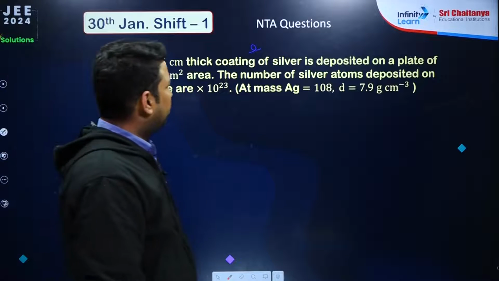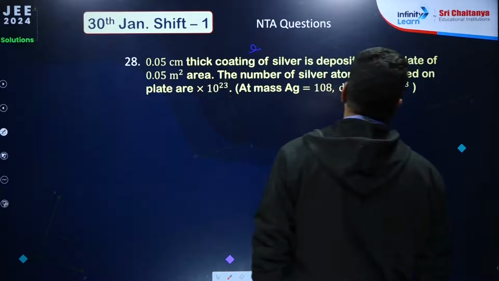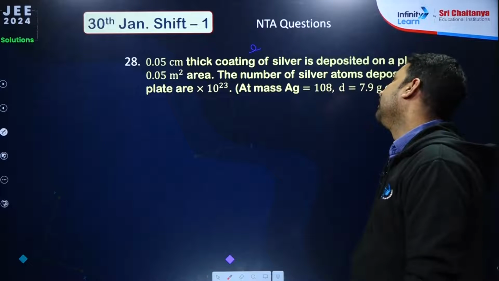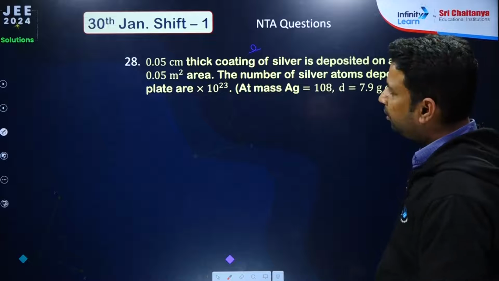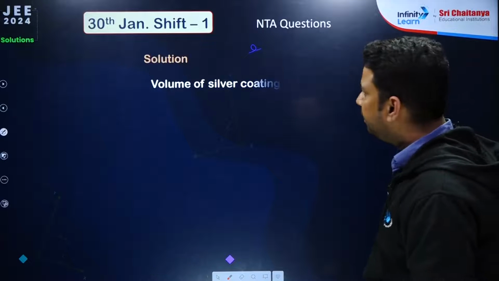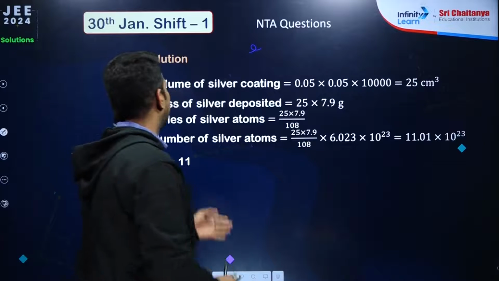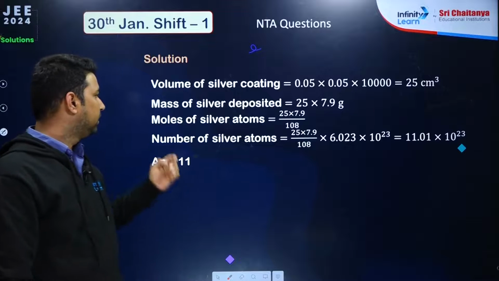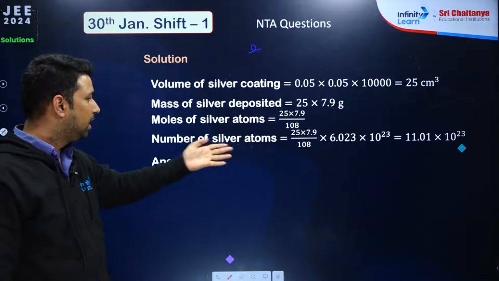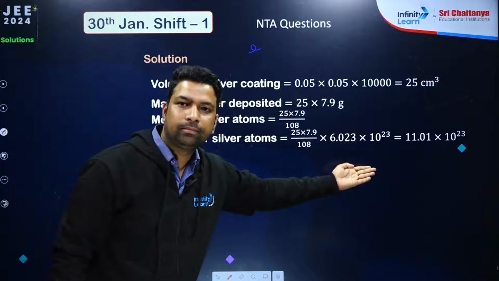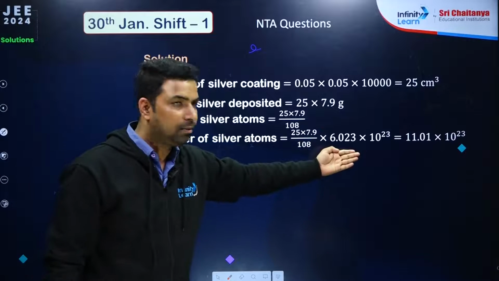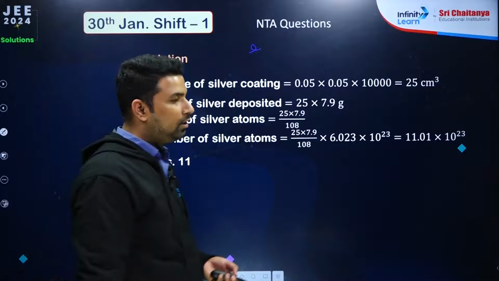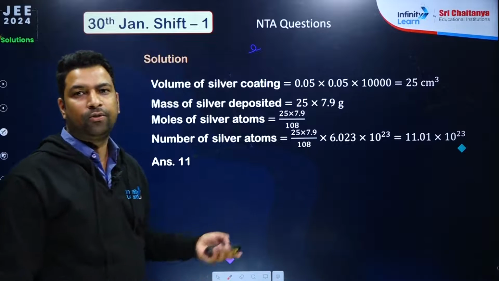0.05 centimeter thick coating of silver is deposited on a plate of 0.05 meter square area. The number of silver atoms deposited on the plate. Simple answer. Answer is 11 and the solution is given out there. First of all, volume of silver is calculated. Then mass of silver is calculated. Then moles of silver is calculated and you have to multiply by Avogadro number. Moles multiplied by Avogadro number gives you the number of fundamental particles. So answer will be 11.01 into 10 to the power 23. This was your final answer.